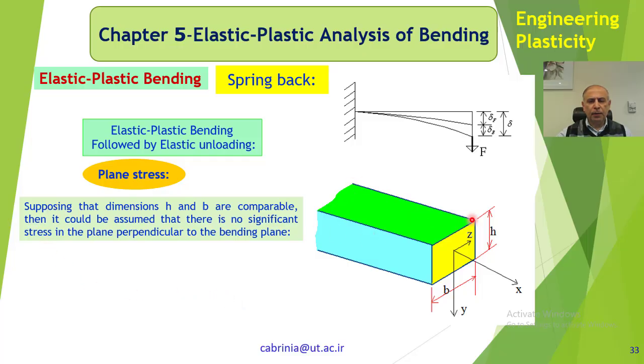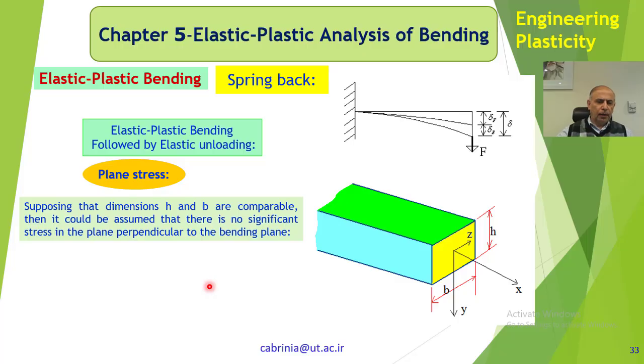Here we have a beam, and that's the cross section of the beam, and as we have said here, H and B, H is the height of the beam and B is the width of the beam. That's the cross section, and these dimensions of H and B are comparable. It means that they are near to each other. If B is very much greater than H, then you cannot assume a plane stress for this condition. But here we could assume a plane stress condition. Okay?